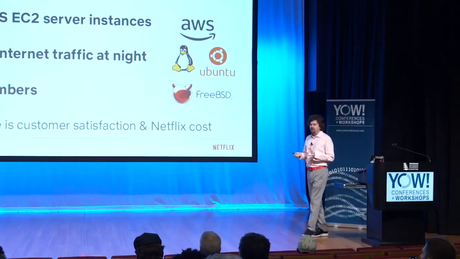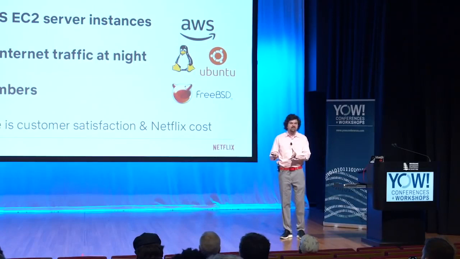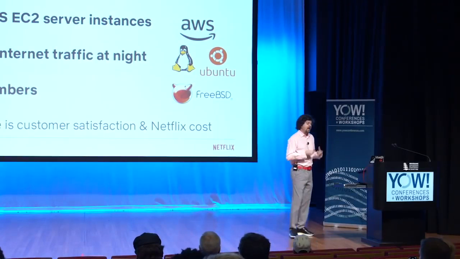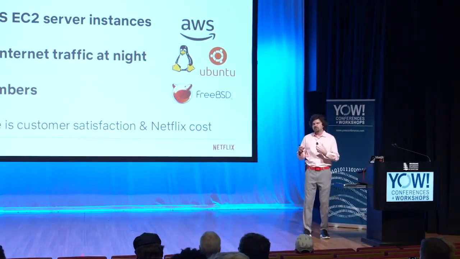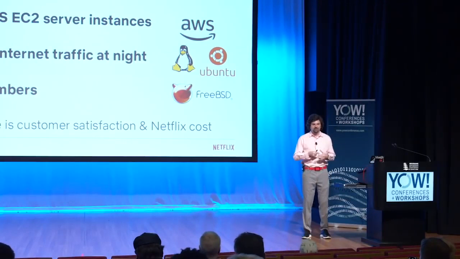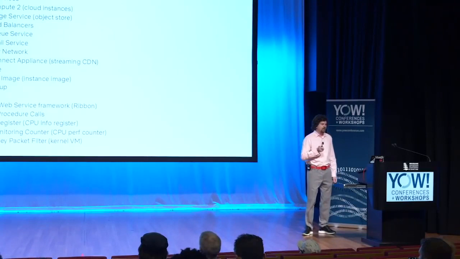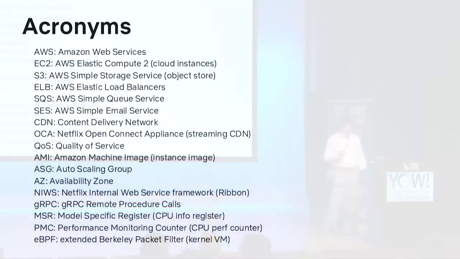Performance is critical at Netflix. It's about customer satisfaction, so that when you log in, you're using the interface, it's fast, there's no buffering. And it's also about Netflix cost, so that it's not too expensive for the rest of Netflix to be running all the wonderful things we run. These slides will be shared online, and I have a slide in there for the acronyms in case I don't explain them.